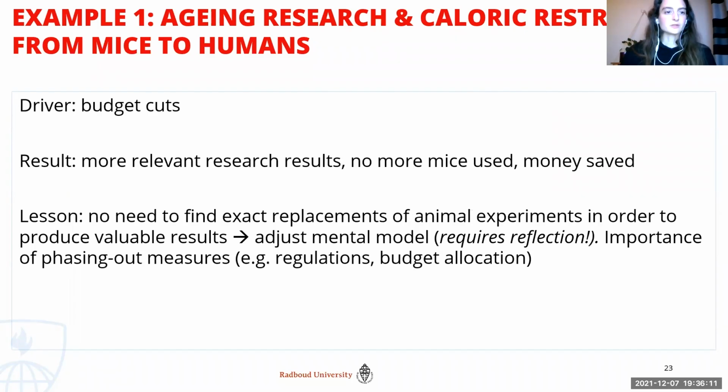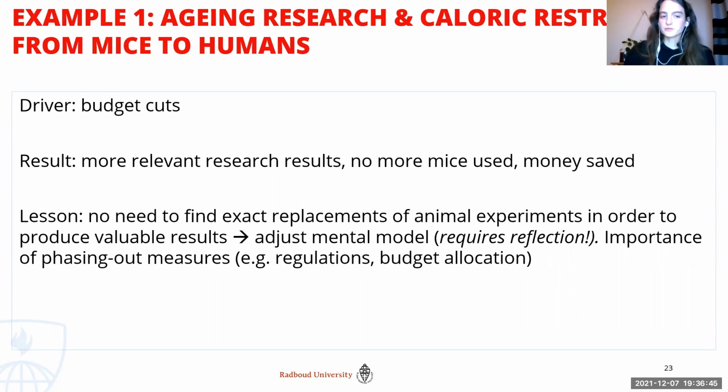So what can we learn from this? The driver was the budget cuts. There was no choice. It just happened that the funder said, we're not going to fund you anymore. But the result was more relevant research results, because this is something that you can actually do and help humans with. Because what they did with the mice, that would never be something that they would do with humans. Of course, no more mice used. That's really nice, and it saved money.